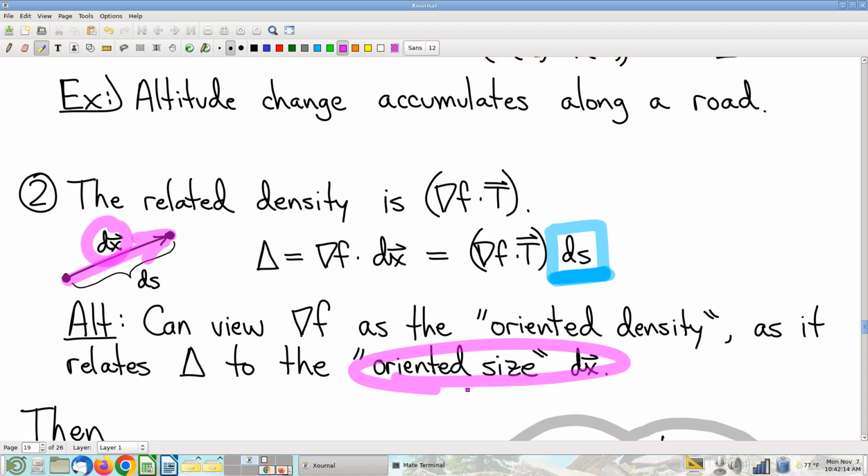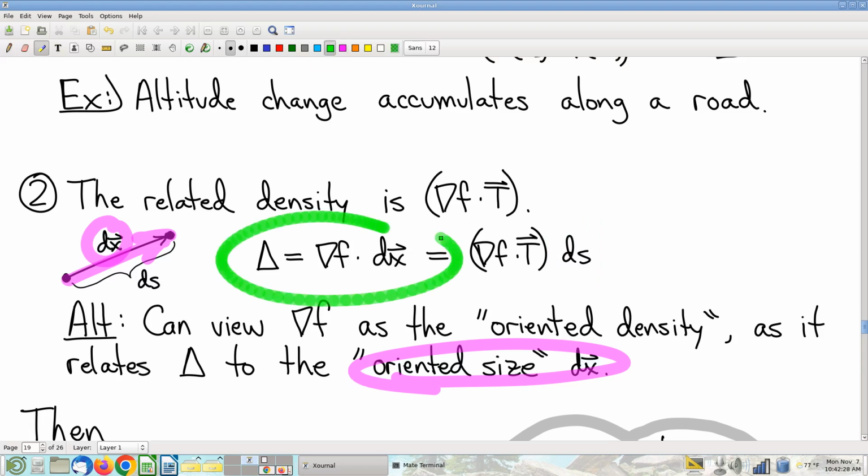Right? It's just size. The dx vector, its magnitude is the size. It's also got an orientation aspect, pointing in a certain direction. And hey, I don't know, maybe that'll be useful at some point. And in fact, it is, as you see from this formula.